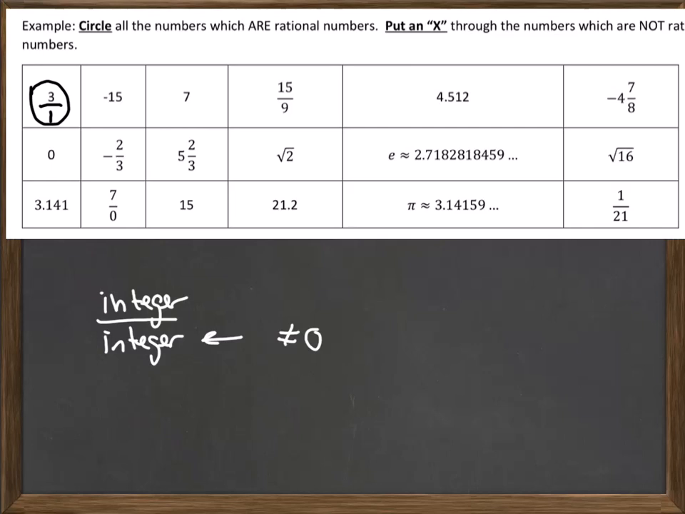Okay, same thing with negative 15. We could write it as negative 15 over 1. So again, remember, all integers are rational numbers. Okay, 15 over 9, this is a ratio of 2 integers.